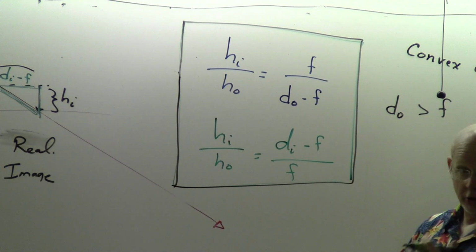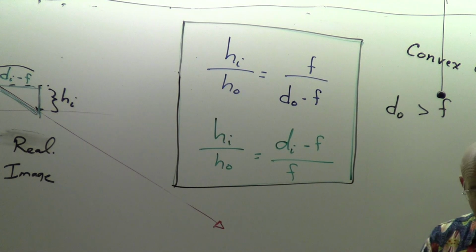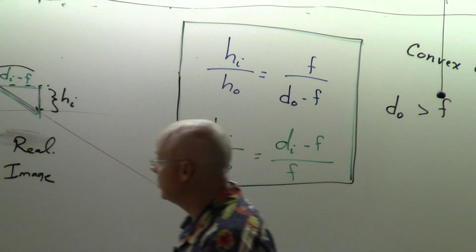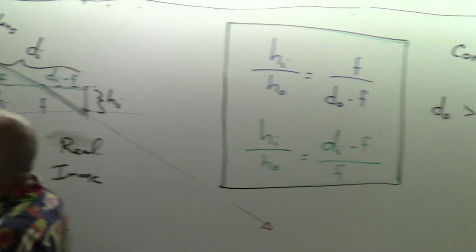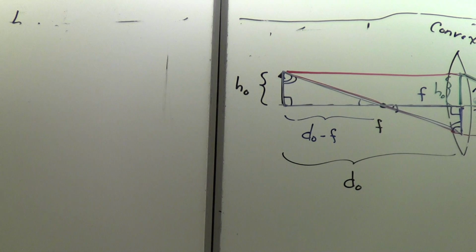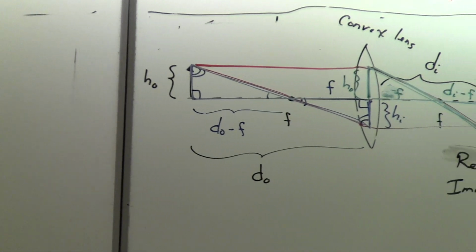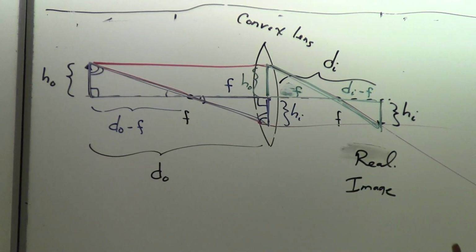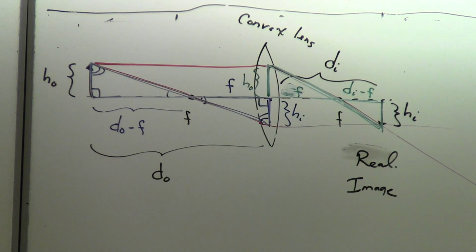Now, we could, as we said, have a mirror, or a lens, excuse me, where the object is closer than the focal length. And we did that same thing with the concave mirror. And we got a slightly different equation. So let's work it out again here.